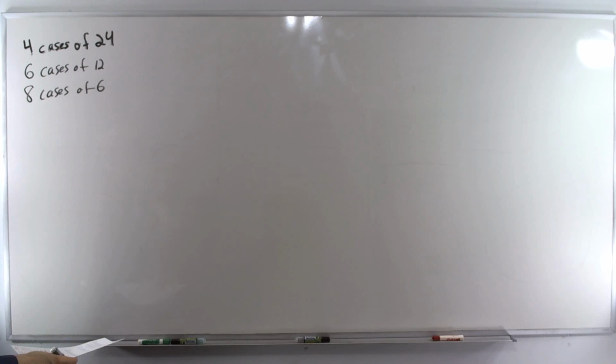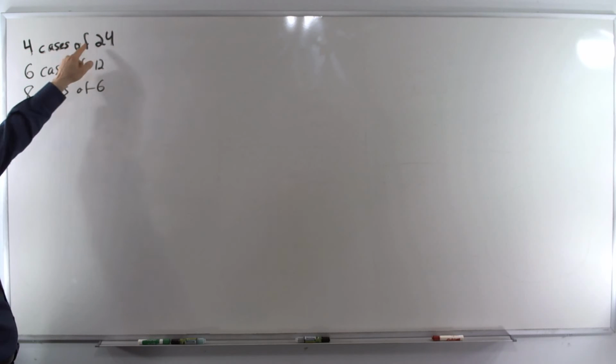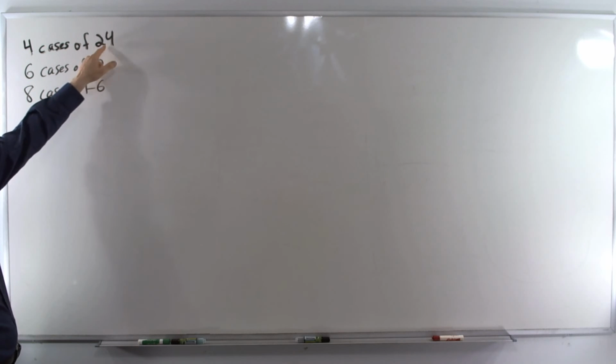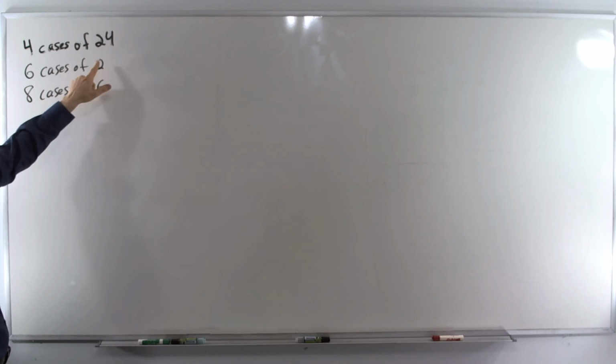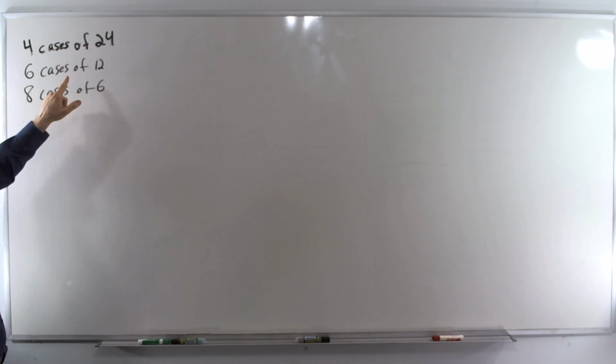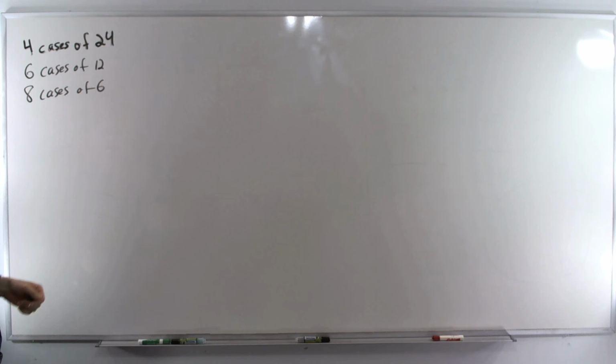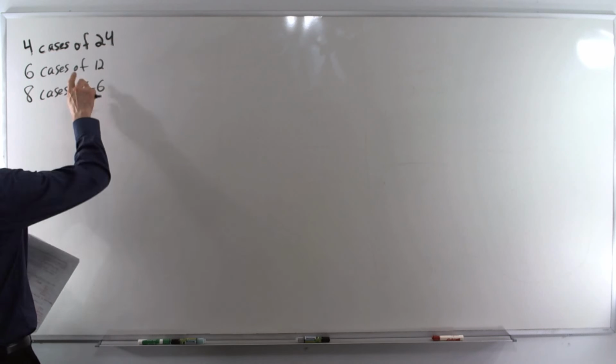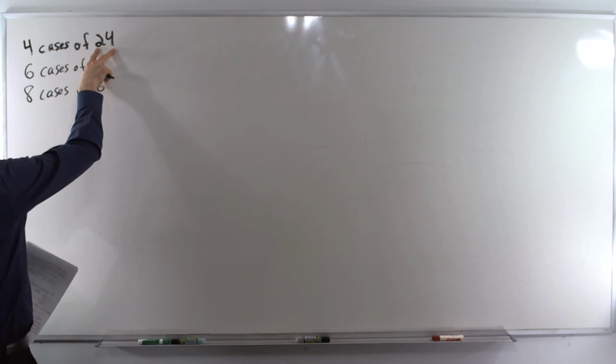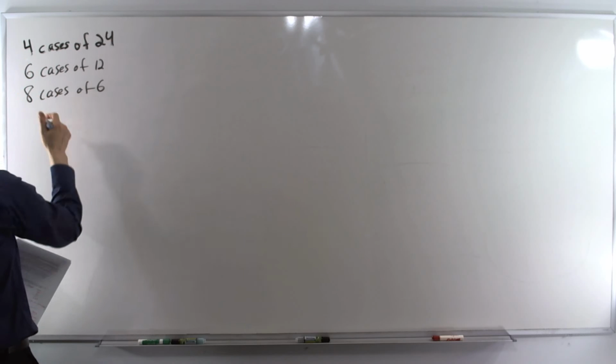So to solve this one, we're going to have to figure out how many total bottles we have in these cases of 24, how many total bottles we have in these cases of 12, and then how many total bottles we have of these cases of 6. All right, so each case has 24, it's the same amount in each one. We know the number, so we'll multiply those together.